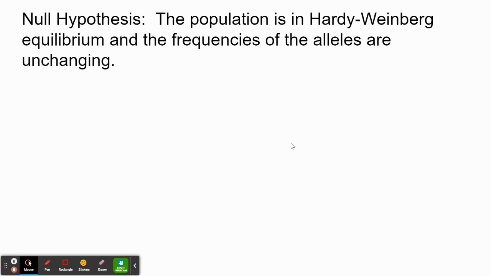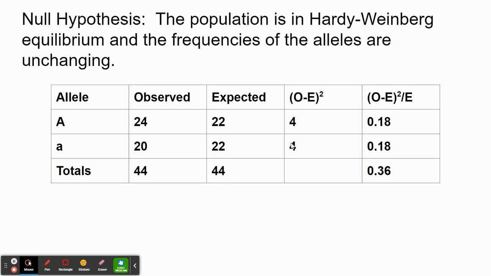Otherwise, we look at the frequency of the alleles. But when we do the chi-square, we're going to compare total alleles. We don't want to say we expect 0.5, 0.5, and we got 0.55 and 0.45. We actually want to use the raw numbers of the alleles.